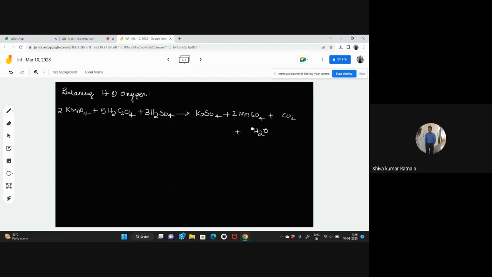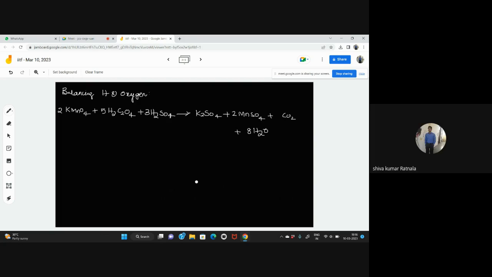Now see here, potassium atoms, manganese atoms, and sulfur atoms are balanced, isn't it? Yes, sir. Sir, here on this side hydrogen is 16 and on this side hydrogen is 2. So that means what we need to do? We need to multiply H2O with 8. Very good.